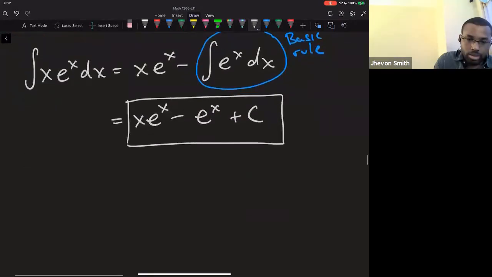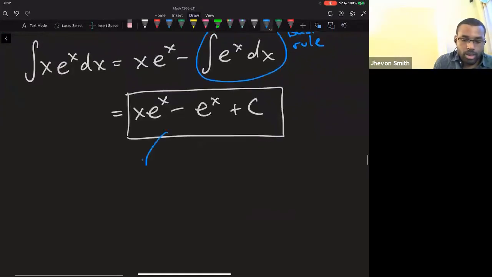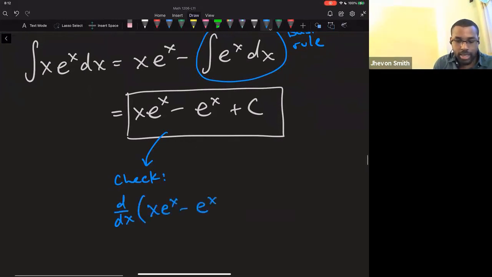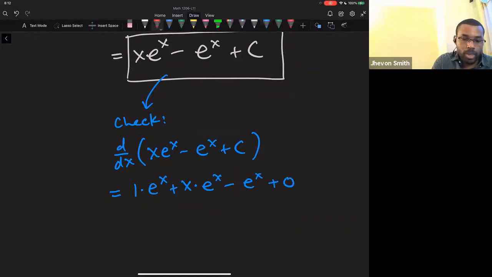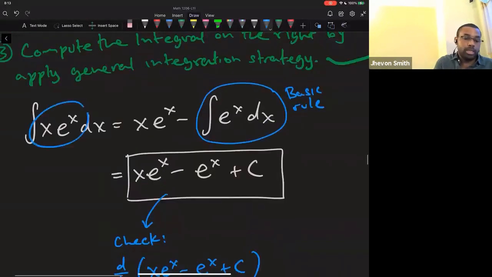And of course, you can check this in case you don't believe me. If I were to take d dx of x e to the x minus e to the x plus c, what would happen? I would do the product rule. Derivative of x is 1, leave the e to the x, plus leave the x, differentiate the e to the x, minus derivative of e to the x is e to the x, plus 0. This guy would die, that guy would die, and you would just be left with x e to the x. Which is the original integrand, x e to the x.